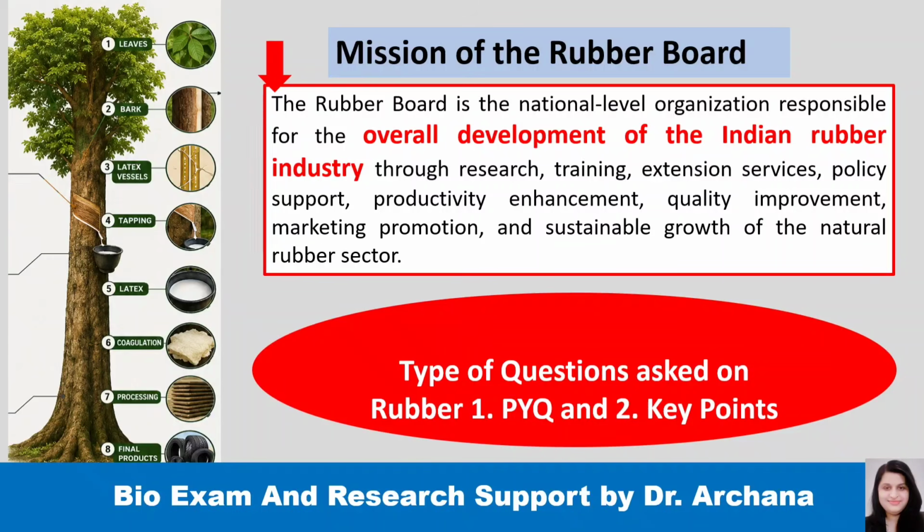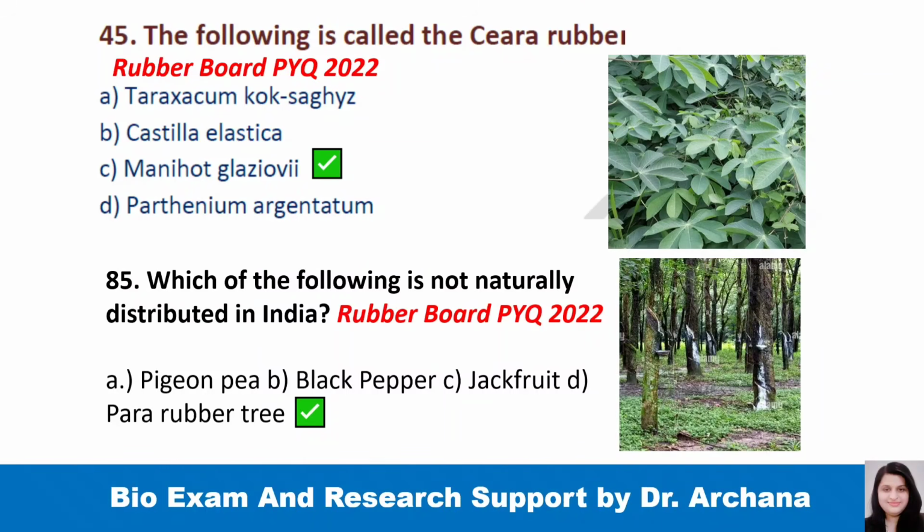The Rubber Board is the national level organization responsible for the overall development of the Indian rubber industry, as it is written over here. When I analyzed the question papers, I found different types of questions, like about the chemical nature, different scientific names, and how it is planted. In this video, I'm going to share with you explanations of previous year questions asked on rubber plantation, and also discuss some key points that will help you solve questions in the exam tomorrow. So let's get started with the previous year questions.